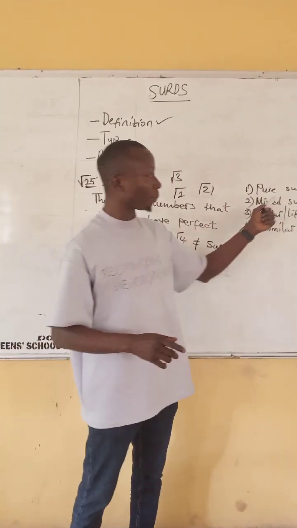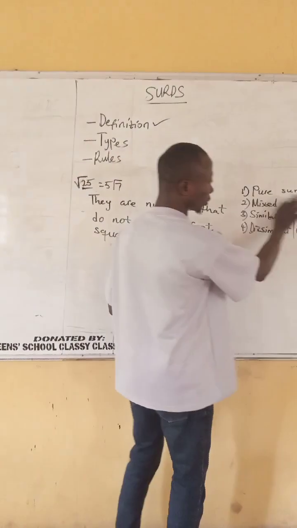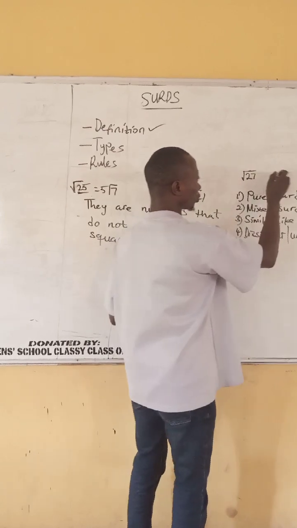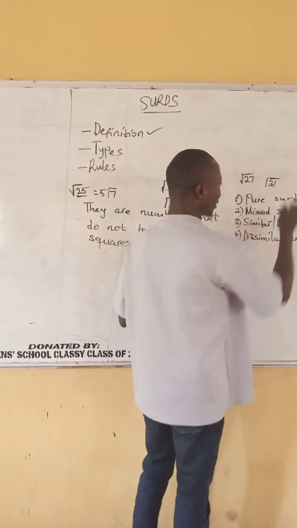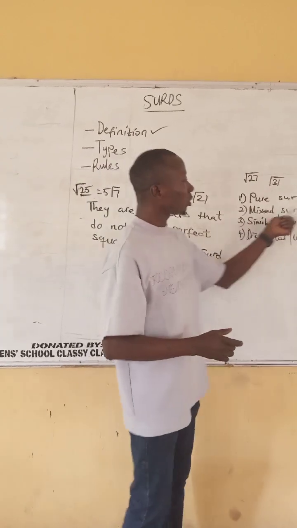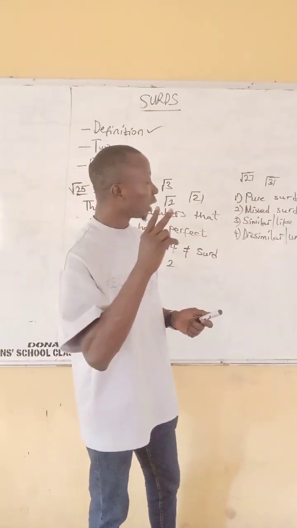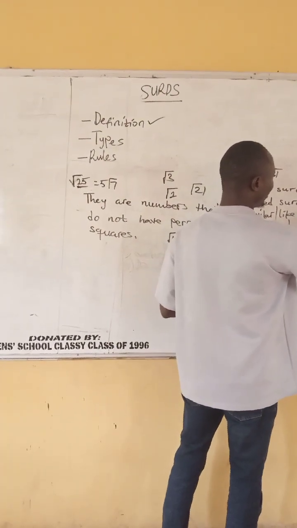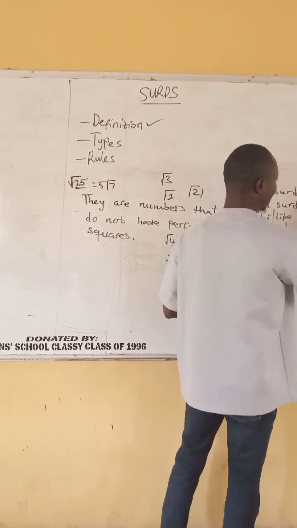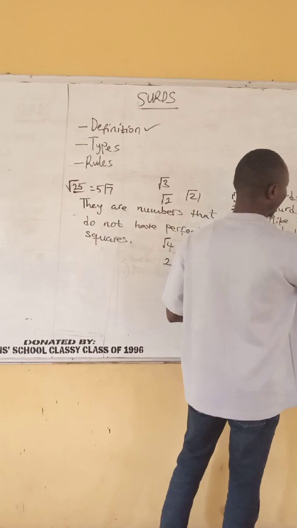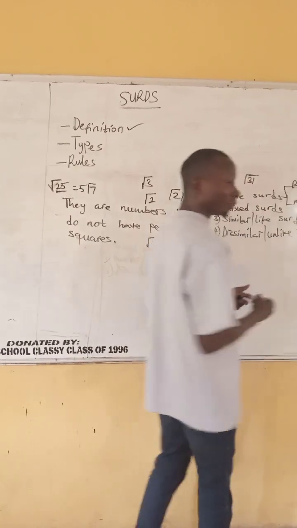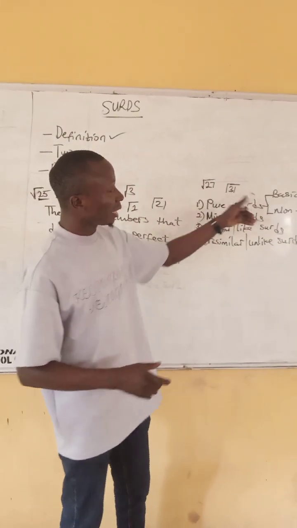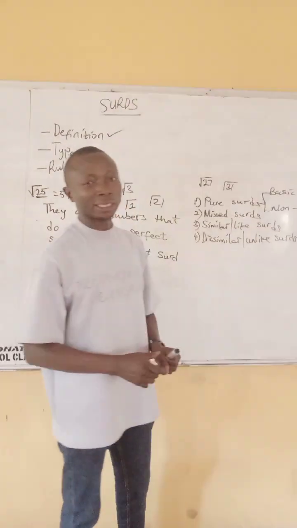The first one is pure surds. Examples of pure surds are root 27, which is a pure surd, and root 31, which is a pure surd. Pure surds have two forms. We have the basic form, and the other is the non-basic form. So a pure surd can either be basic or non-basic.